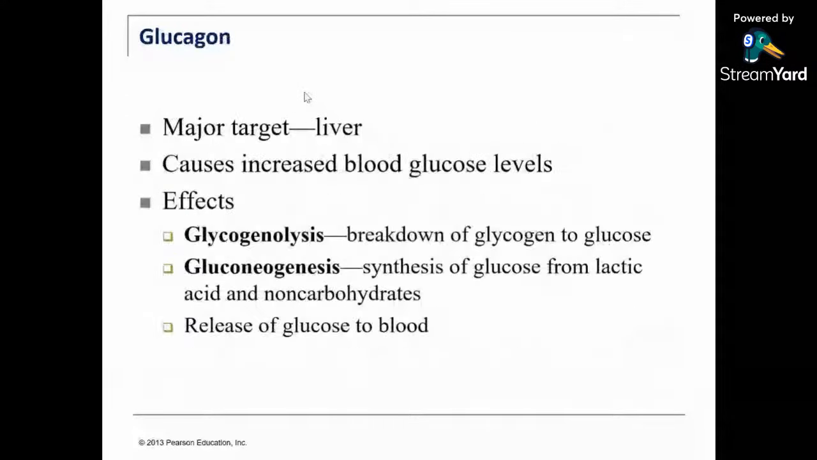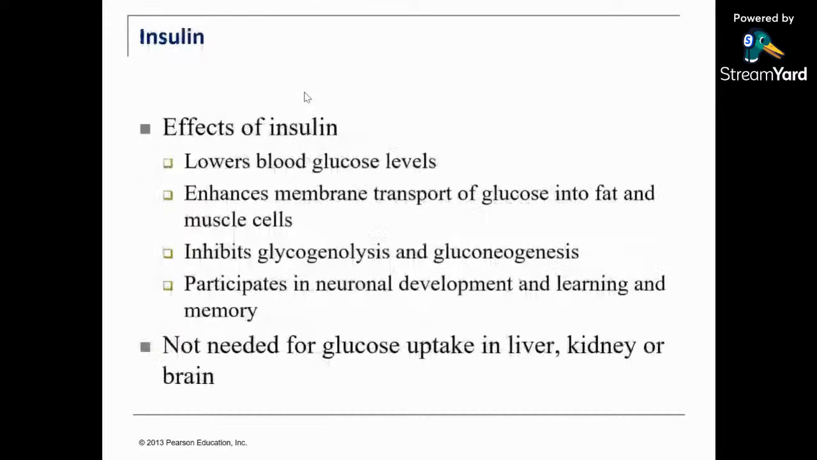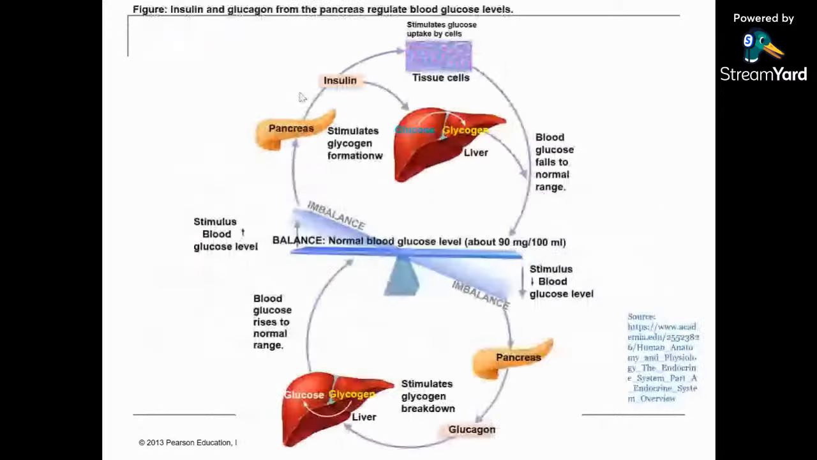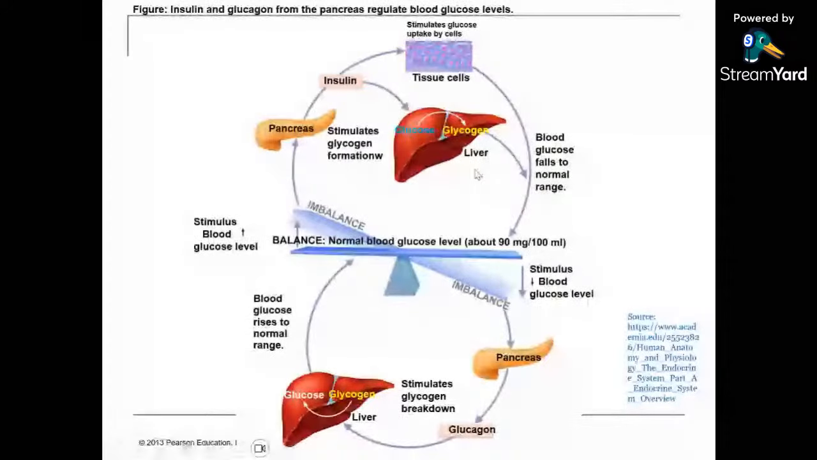Glucagon, major target organ is liver, causes increased blood glucose level. Effects on glycogenolysis, breakdown of glycogen to glucose, and gluconeogenesis, synthesis of glucose from lactic acid and non-carbohydrates. And it helps to release glucose to blood. The schematic diagram showing the role of insulin and glucagon to maintain the blood glucose level.